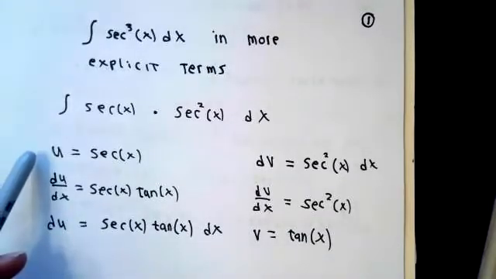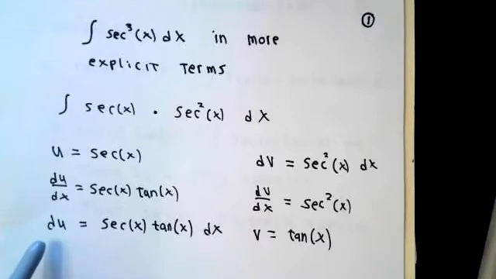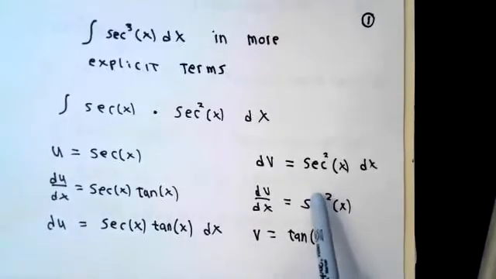I'll let u equal secant of x. The derivative of u is secant x tangent x. So du is secant x tangent x dx. On the other hand, dv is secant squared x dx. dv/dx is secant squared x. v must be an antiderivative of secant squared x, so tangent of x will do. And I'm going to write this out using the integration by parts formula.